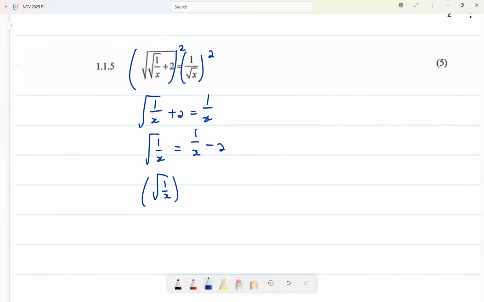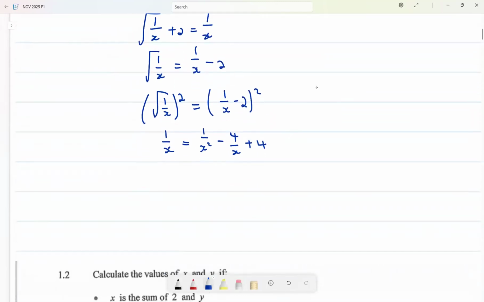I square both sides. When I square both sides, I have 1 divided by x minus 2 all squared, and on this side, I have 1 divided by x. It is equal to 1 divided by x squared minus 1 divided by x multiplied by negative 2, multiplied by that is going to be negative 4 divided by x plus 4. Okay? So I'm going to multiply everything by x squared, so as to remove this x squared and this x here.